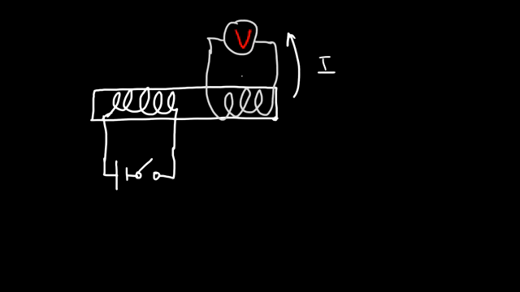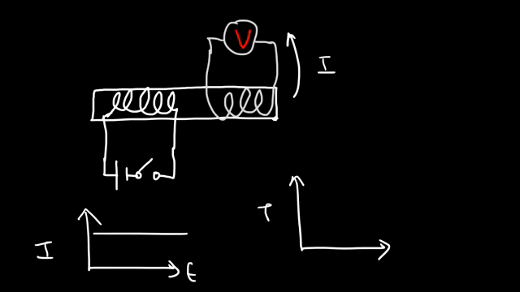The question is why? Why is it that when the current is steady, it induces no current in the second coil? However, the moment that the current increases, for that brief period of time, when the current is changing, there is an induced EMF in the second coil. And that's the basis of Faraday's law of electromagnetic induction. A change in magnetic field will give rise to an induced current.